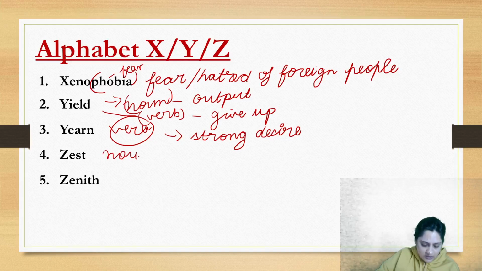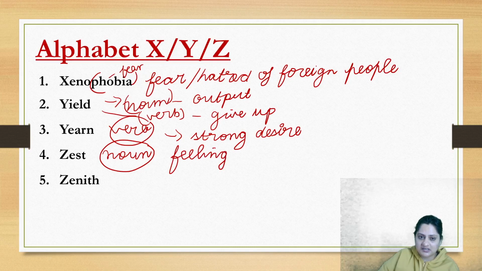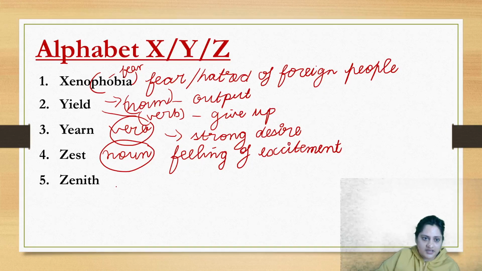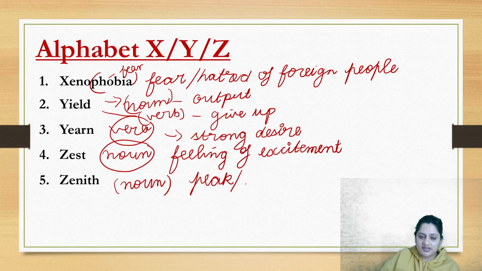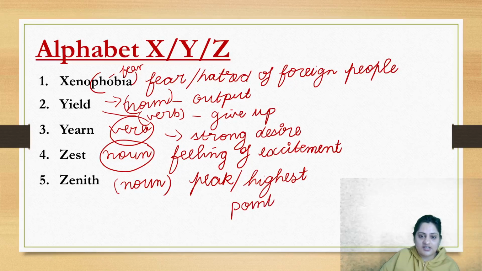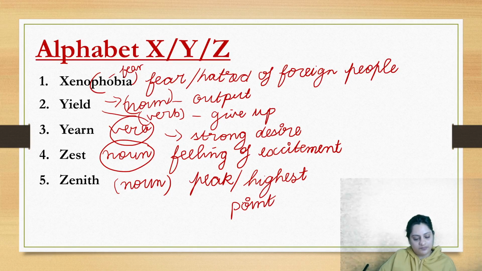Zest is a noun word. It is a feeling of excitement, enthusiasm. Zest for life, feeling of excitement, enthusiasm. Zenith is the peak, the highest point of something, opposite of which we say nadir. Zenith is the highest point, the peak.